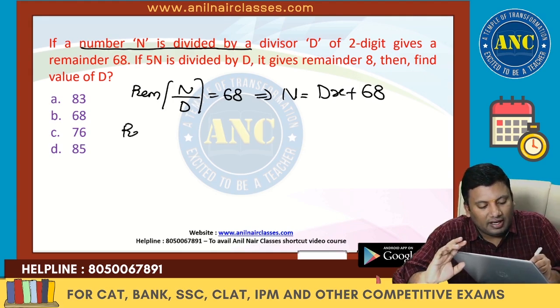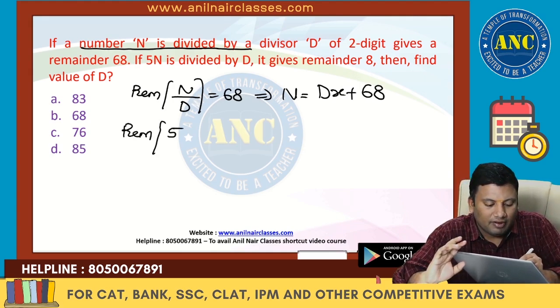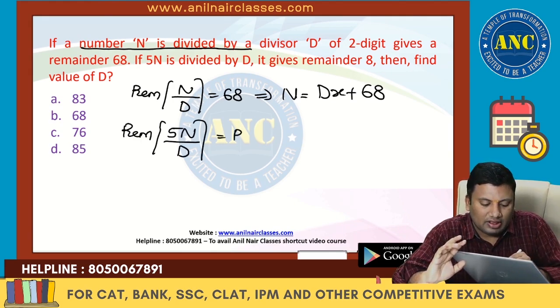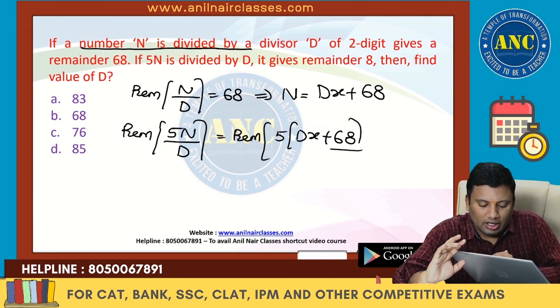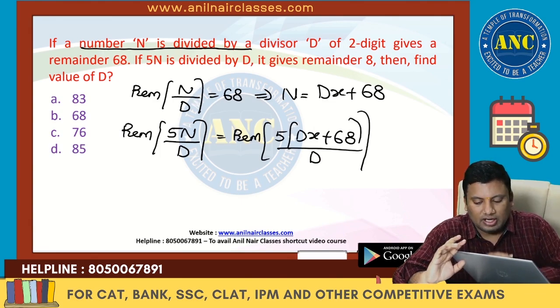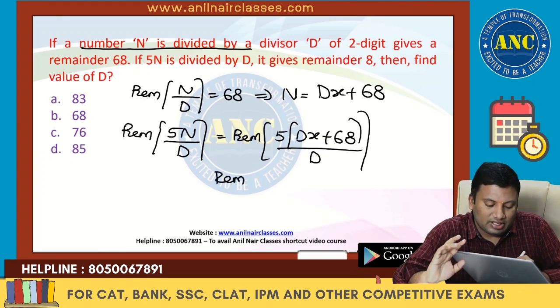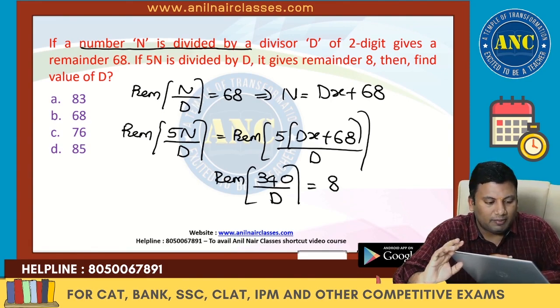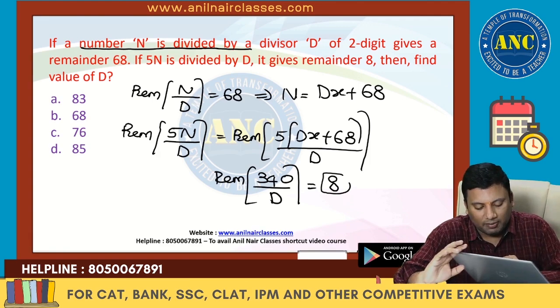If 5N is divided by d, 5 into capital N is divided by d. This is nothing but 5 into dx plus 68, divided by d. 5 into 68 is nothing but 340. 340 divided by d gives a remainder 8.